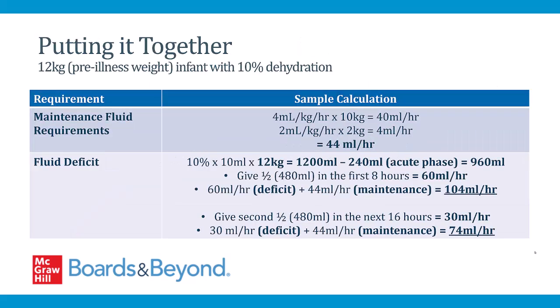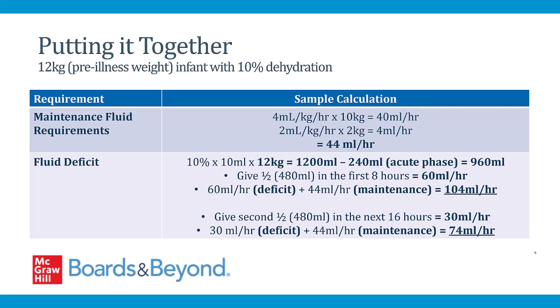So let's put it all together. In this 12 kilogram infant with 10% moderate dehydration, we've already calculated the maintenance fluid requirements to be 44 mLs per hour. In calculating the fluid deficit, we take 10%, multiply by 10 mLs, and then by the kilograms, equaling 1200 mLs. We subtract the normal saline given in the emergency department for fluid resuscitation, which was one 20 mL per kilo normal saline bolus, so we subtract 240 mLs, equaling 960 mLs of fluid deficit remaining.